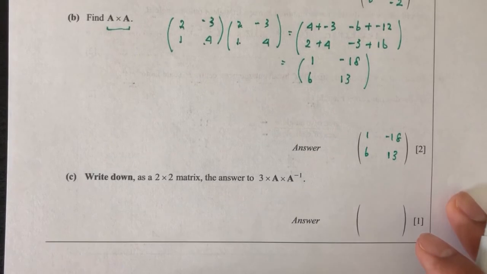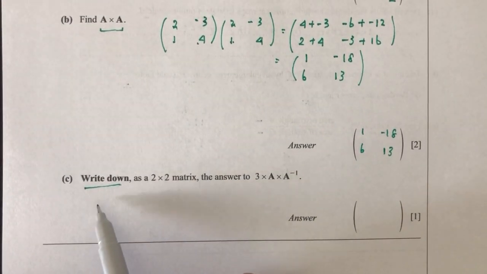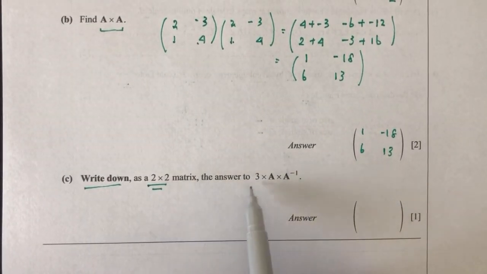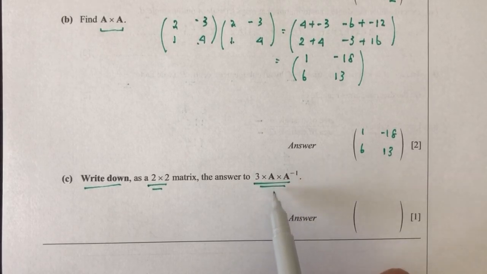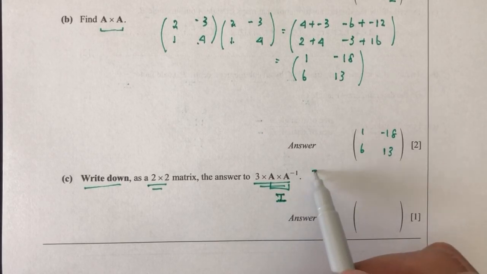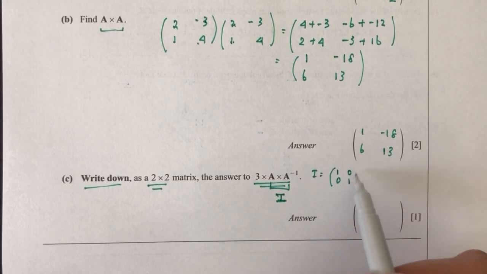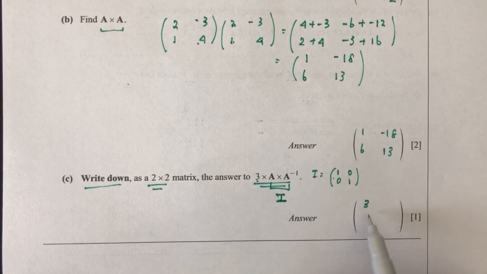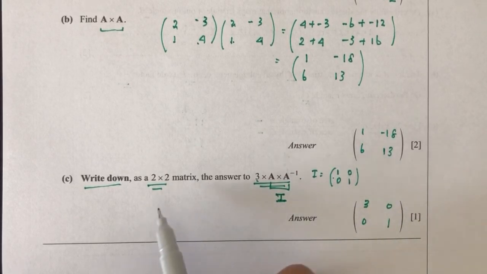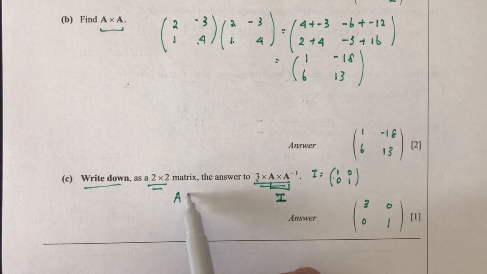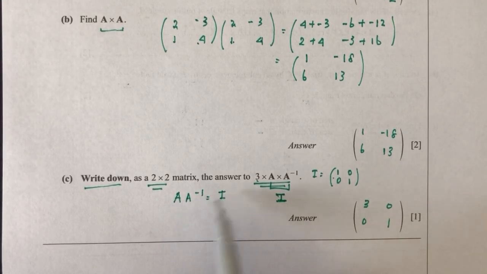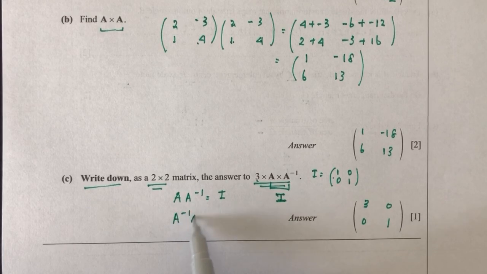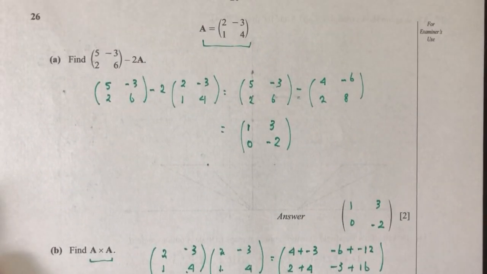For part C, it says write down, so you don't have to calculate anything, a 2 by 2 matrix that answers this. So what is A times A inverse? It is your identity matrix, which means I is equal to 1, 0, 0, 1. So 3 times this will be 3, 0, 0, 3. You have to know that if you times A by its inverse, it is equal to I, and also if you times inverse by A, it will also be equal to I. You have to know this to find the value of this. So that was the last question of this paper.